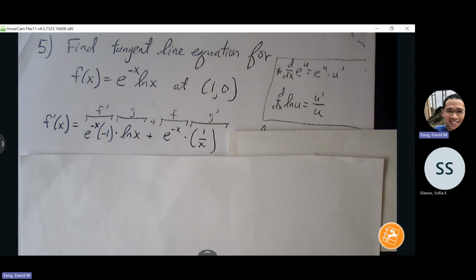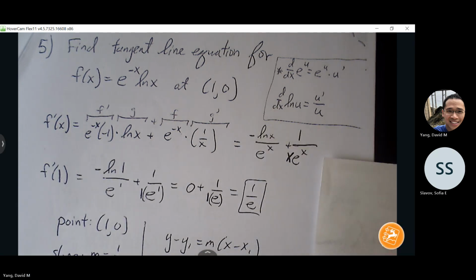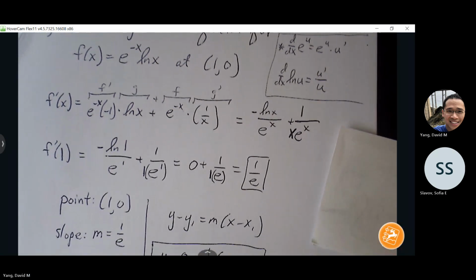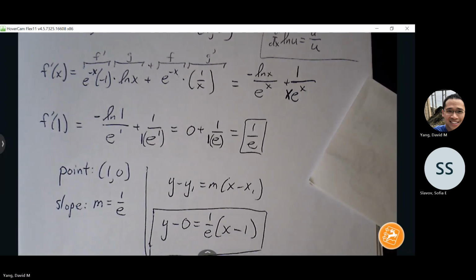So I have e to the -1 times -1 times natural log of 1. What's natural log of 1? 0. That's good, right? That's going to wipe this whole thing out. e to the -1 times 1 over 1. That's just 1 over e. So my slope is just 1 over e. And then I have everything that I need. I have my ordered pair, I have my slope.